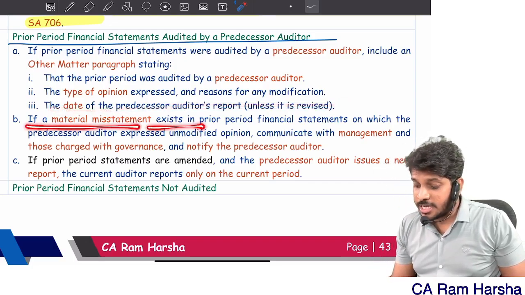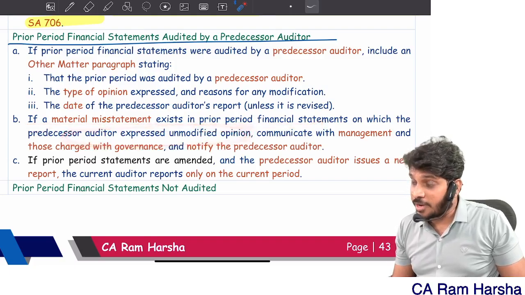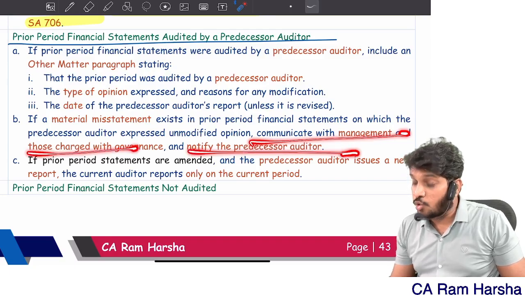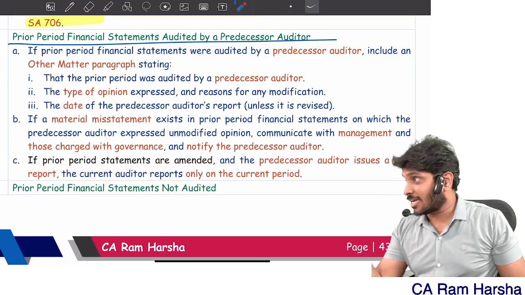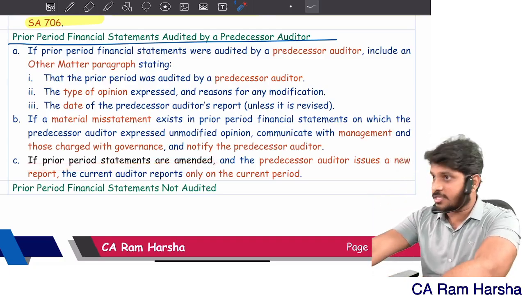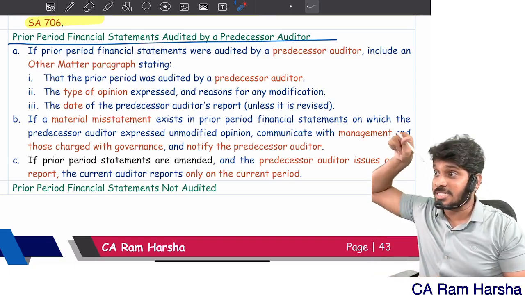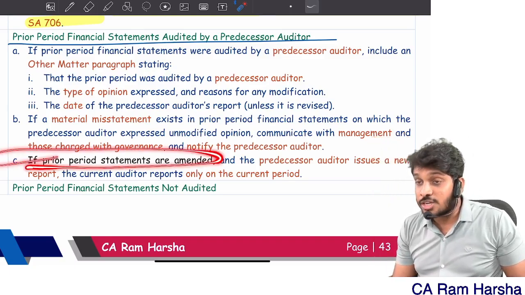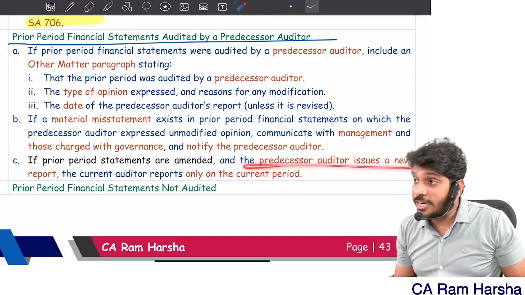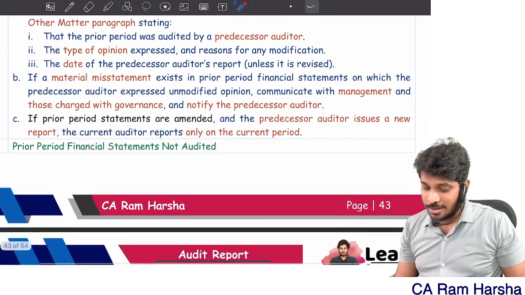If a material misstatement exists in the prior period on which the predecessor gave an unmodified opinion, communicate with management and notify the predecessor auditor. And if prior period financials are amended, luckily the predecessor auditor says, sir, don't give the current year audit report yet, wait, I still have time. I will apply my 560 standard and give a new audit report. Okay. And if prior period financials are amended and the predecessor auditor issues a new report, the current auditor reports only on the current period. Getting it?